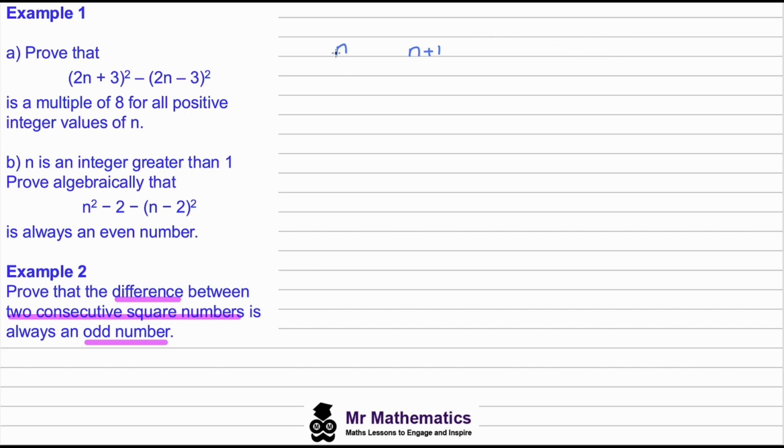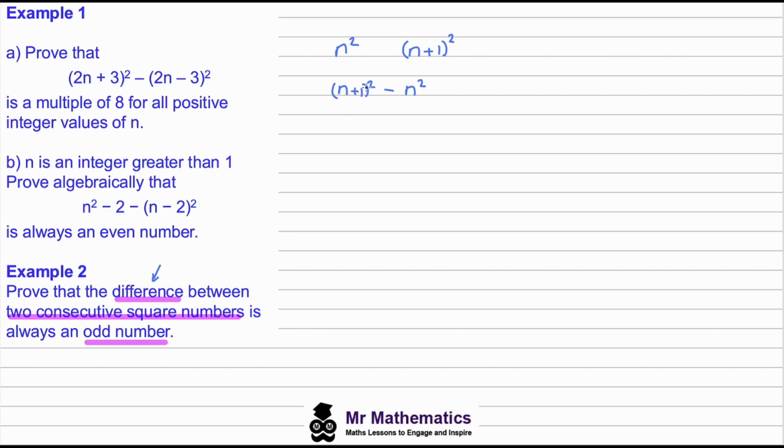Now we're squaring these numbers. We want the consecutive square numbers. So we square each of these. And because we want the difference, we need to have a bigger number first. So n plus 1 squared minus the n squared. So we've got the difference between two consecutive numbers. So what do you think we need to do next?